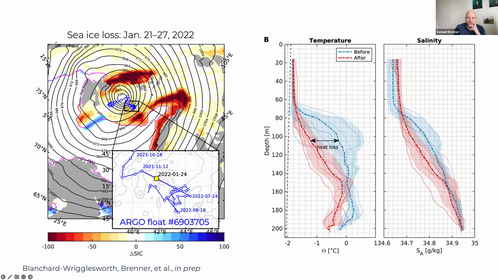But this event happened in January. It was the winter. It was really, really cold. And so even with the cyclone, there wasn't actually much heat in the atmosphere to cause this melting. And so the melting had to come from below. The heat came from the ocean.